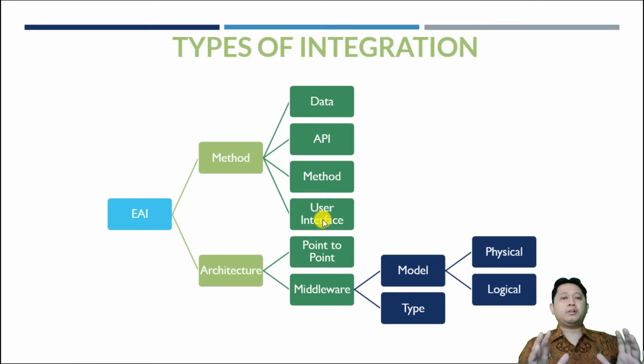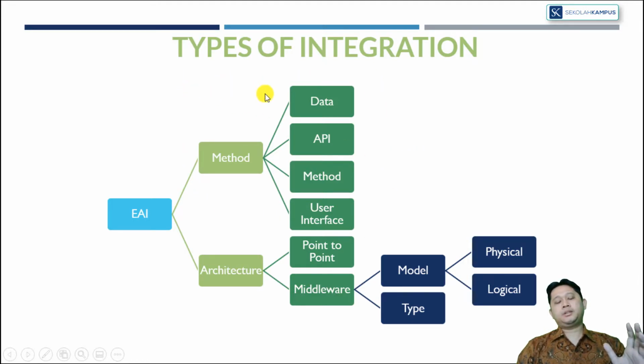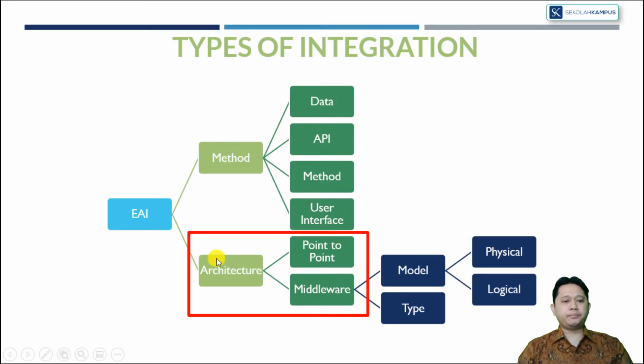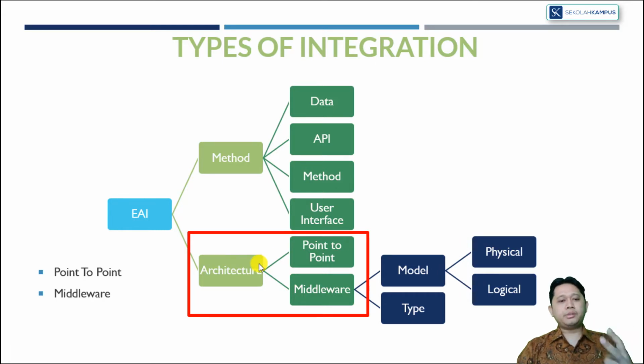Okay, we want to start with this image, with this diagram. This is types of integration. We have also seen in the previous videos that the integration types by the methods consist of four types: data, application, method, and user interface. Right now, we want to talk about the types of integration based on the architecture. As we can see in this video, there are two types of integration based on architecture. Firstly is point to point and the second one is middleware.